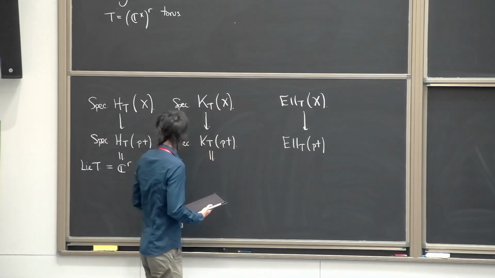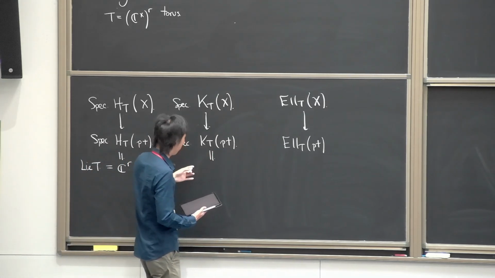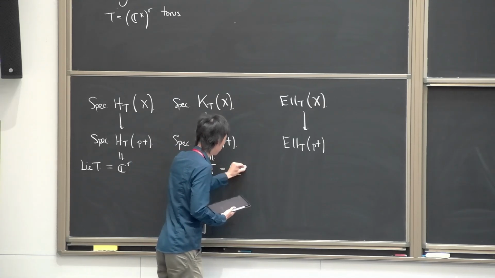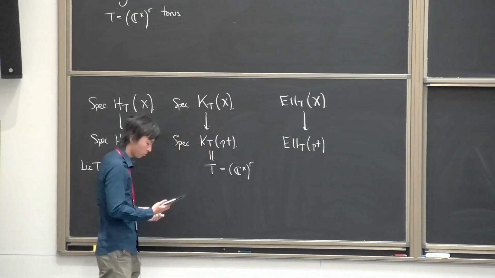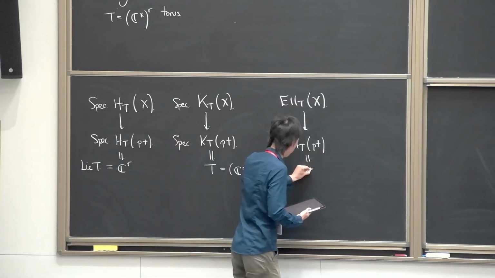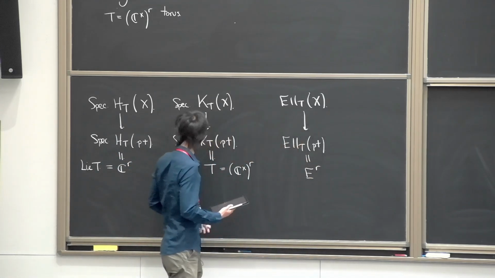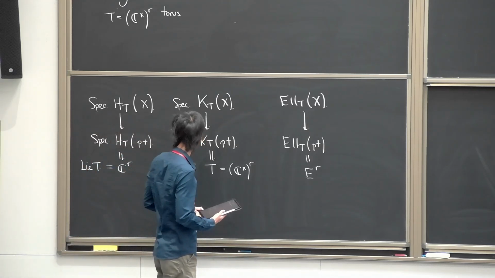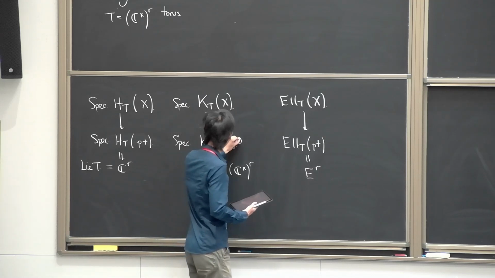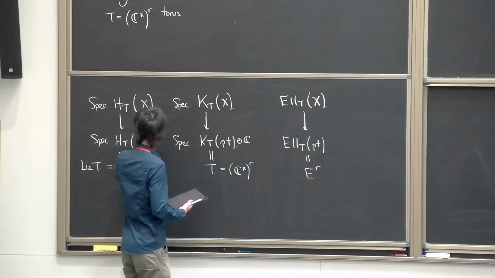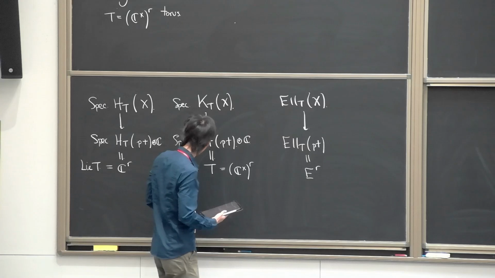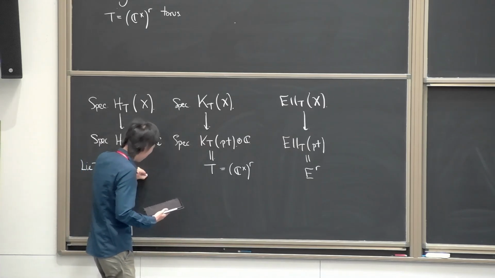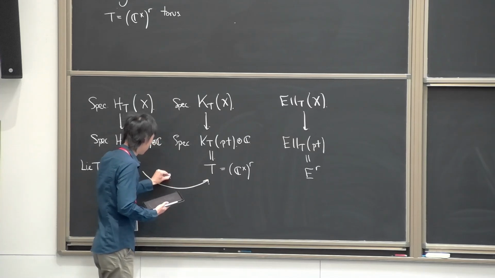And similarly, the T equivariant K theory of a point, spec of it, is canonically identified with T, which will be some number of copies of C star. In fact, R number of copies. And over here, you're going to have R copies of an elliptic curve. Right. Okay. And the way to get from one to the other here is to take the exponential map.